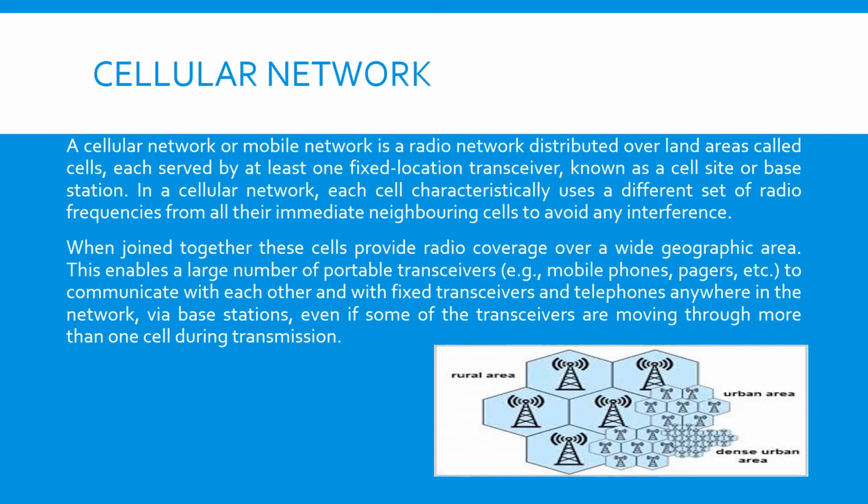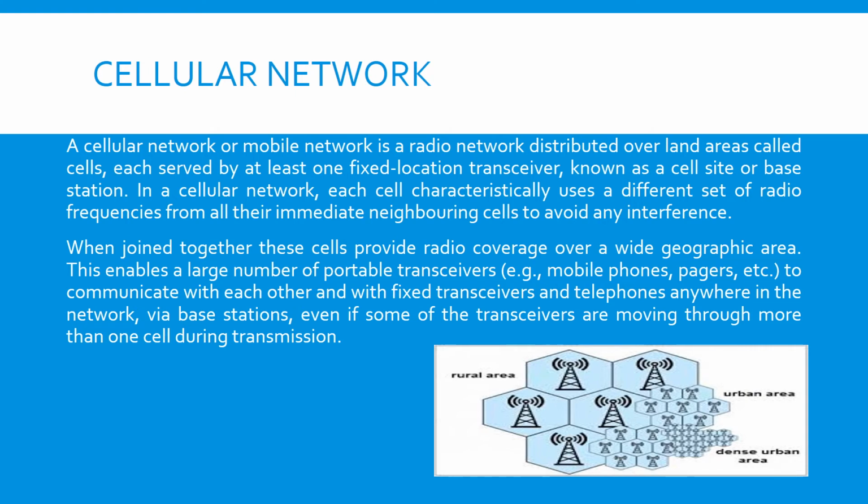Then we have a cellular network. Now cellular network or the mobile network is a radio network. So one thing we should be knowing is that our mobile network works on radio waves, that is the radio network technology. And this type of network is in the form of cells, as you can see in the diagram.